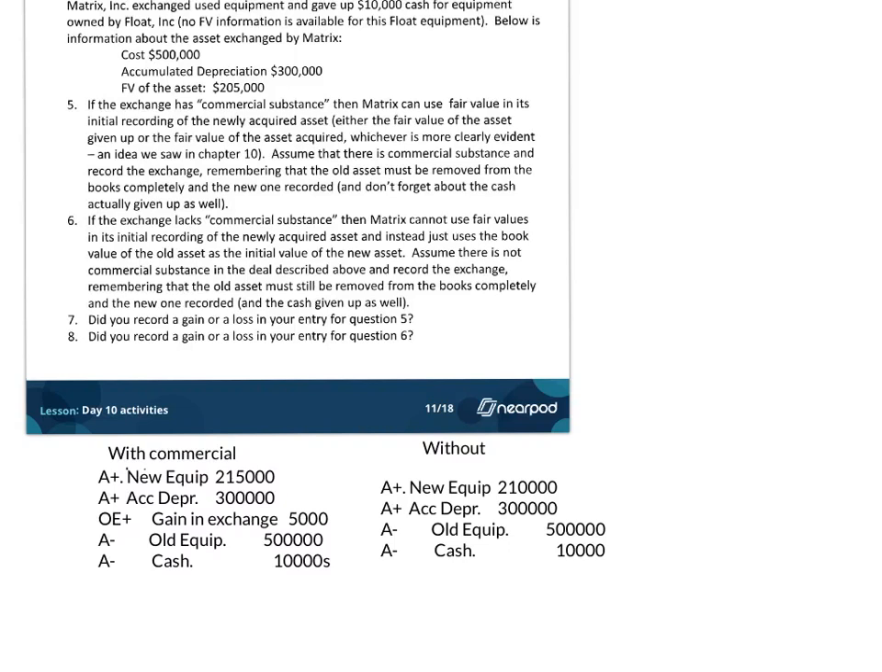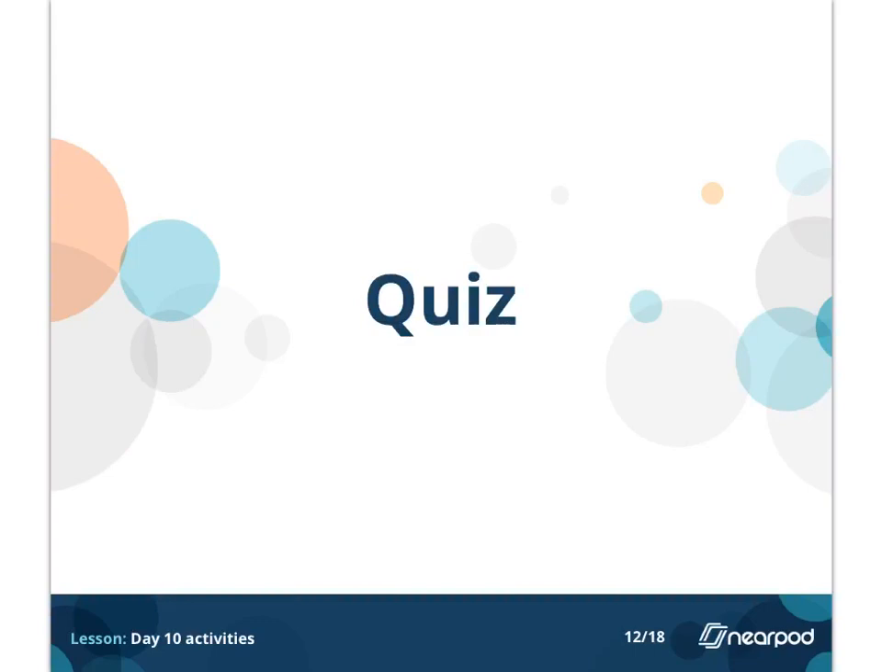That takes care of exchanges with and without. You should be able to handle both ways, right? I have to tell you if it has commercial substance. We talked a little bit about what auditors look for: they look for whether you've actually made an increase in productivity or an increase in future cash flows as a result of this exchange. I have to tell you that for purposes of a test or for homework, it's not left for you to figure out.